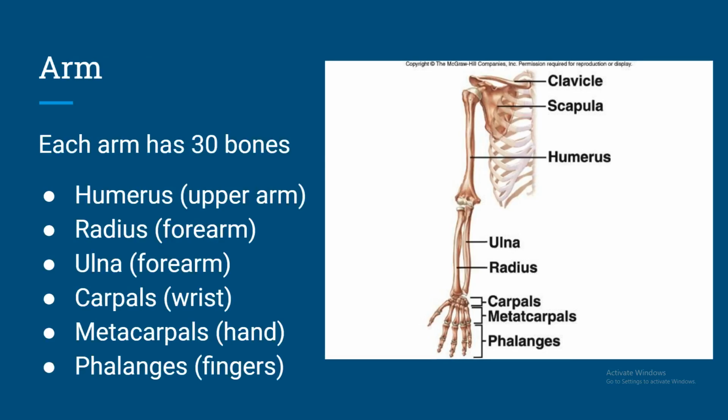Now move down to the arm. Each arm has 30 bones. Here is the list of the names. There are a lot, so I'm not going to name all of them.